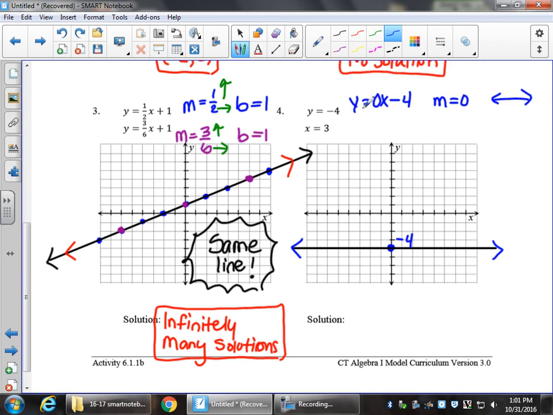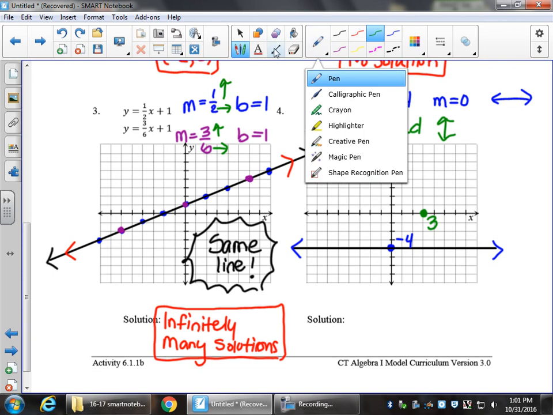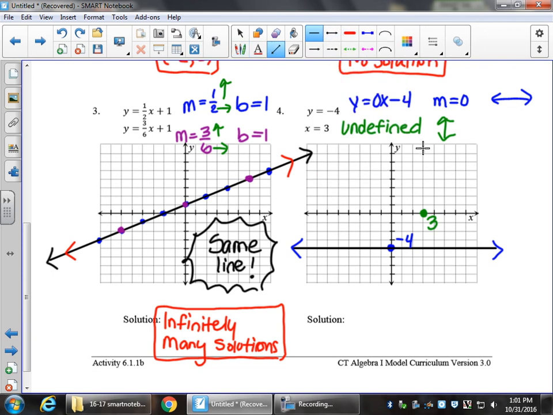x equals 3, this is undefined. This will be a vertical line. So I literally say x equals 3. So I go 1, 2, 3 on the x-axis, and we're going to draw a vertical line through that point on the x-axis.